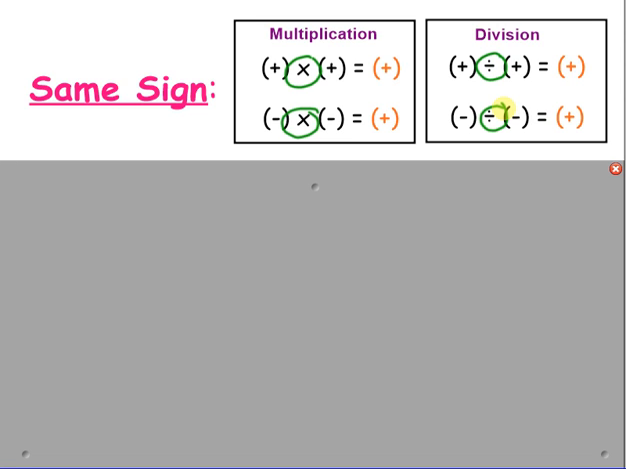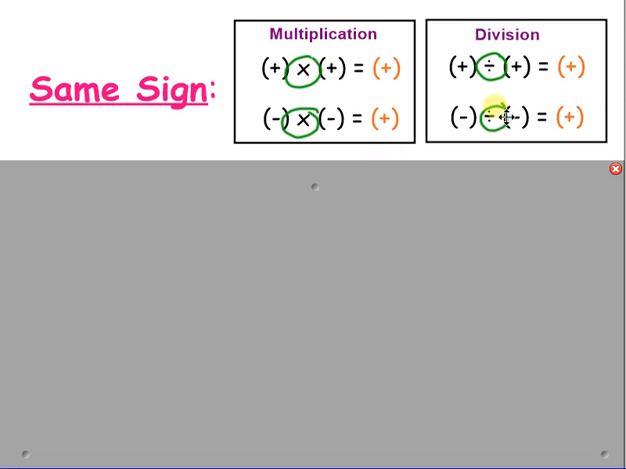All right, so what we're going to do first is deal only with situations where we are taking one number with one sign and another number with that same sign and either multiplying or dividing them. So when I have a positive number times a positive number, I end up with a positive answer. When I have a negative number times a negative number, I still end up with a positive answer. So when my first number is positive and my second number is positive, my answer will be positive. When my first number is negative and my second number is negative, my answer will be positive.